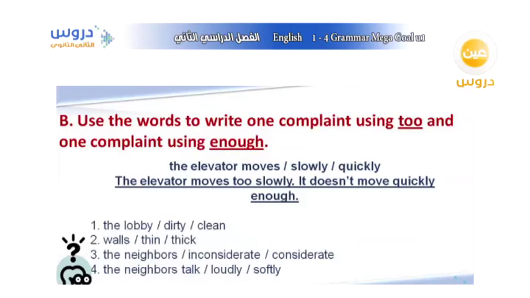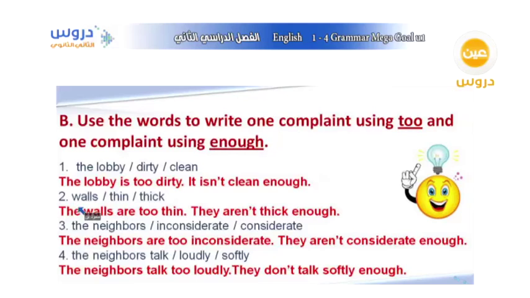Okay, think about it. Let me show you the answers. Number one, the lobby is too dirty. It's not clean enough. As you see here, we have enough at the end of the complaint. Now, the walls are too thin. They aren't thick enough. Focus on the placement of too and enough. The neighbors are too distracted to concentrate. They aren't focused enough. The neighbors talk too loudly. They don't talk softly enough.